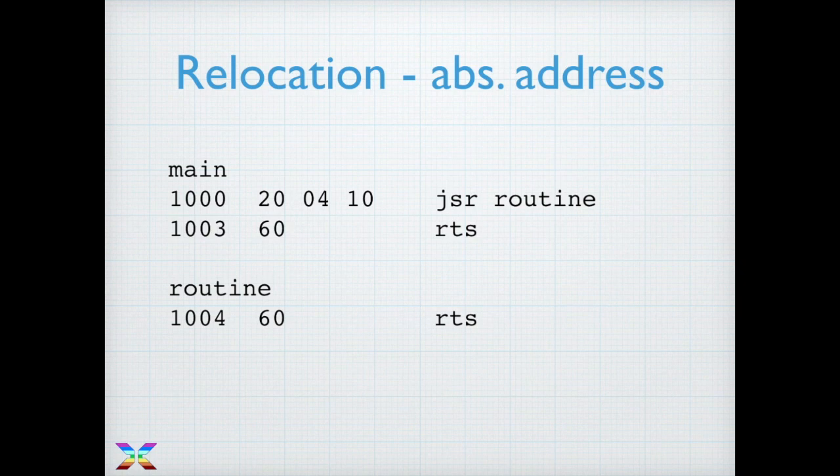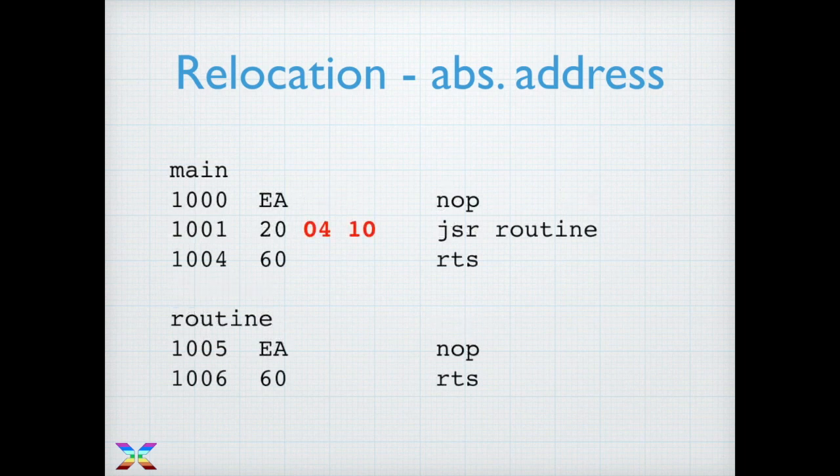Let's look at an example here with 16-bit addresses. My main program doesn't do much, just calls a routine. And the routine, of course, doesn't do very much either, it just returns. The routine starting at 1004 is called correctly on that very first instruction, the jump subroutine. If I add some functionality to the routine, it doesn't change anything. The entry point is still 1004.